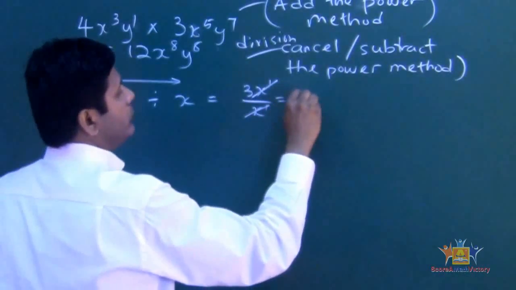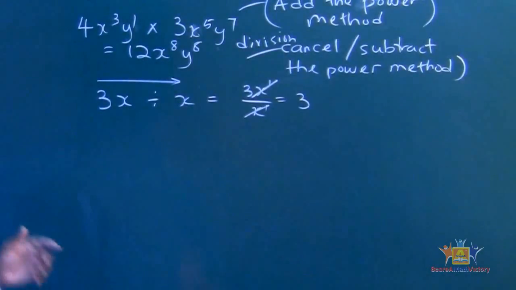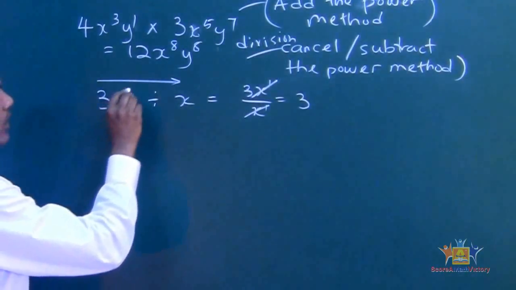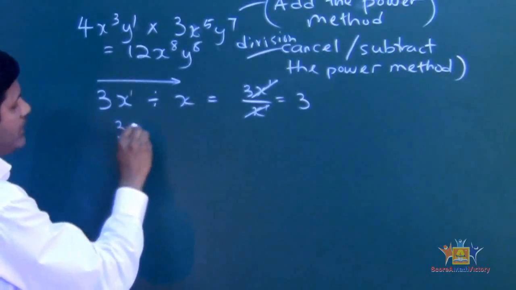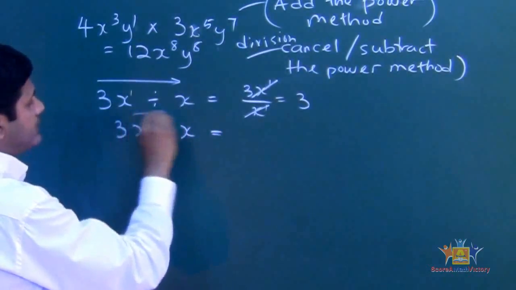Alright? Which equals 3 right there. That's it. That's the answer. Okay. What happens if it's more than 1 power? Let's say, for example, 3x to the 2 power. I'm dividing it by x. Now I'm going to express this in the form of a fraction.